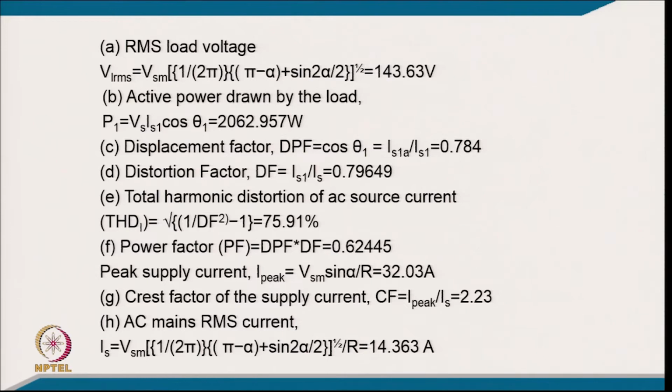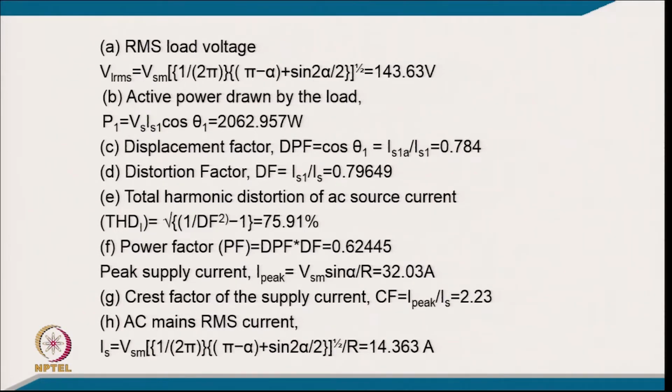Then the RMS voltage from this relation, corresponding to alpha equal to 100, comes to 143.62, and the active power drawn by the load is 2062. The displacement factor is cos theta 1, so it comes to 0.784, and the distortion factor Is1 upon Is comes to 0.79649. For total harmonic distortion, putting in the value from the distortion factor, it comes to THD of 75.91, and the power factor, the multiplication of both of these, comes to 0.62445.